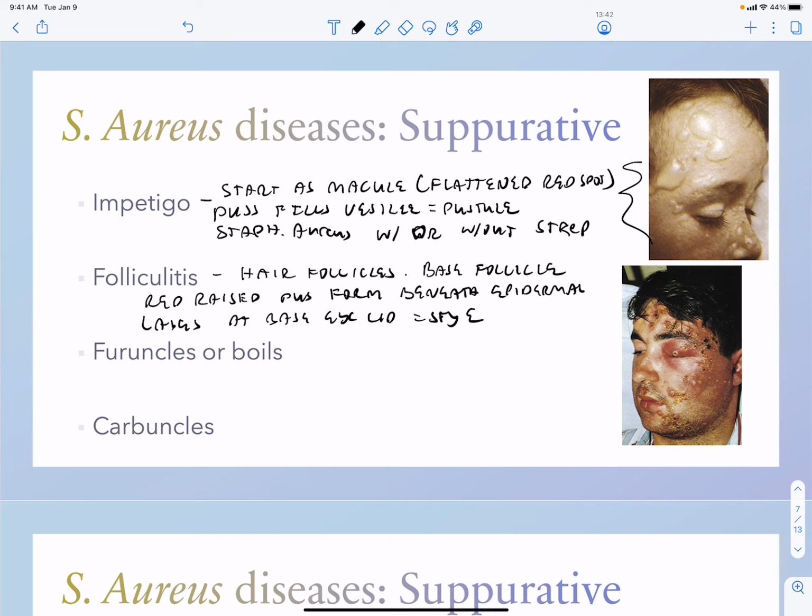Now, a furuncle or a boil is an extension of folliculitis, and this extension gets into large, painful nodules. So it's like the next stage. And furuncles are a fancy term for boils. And this also is going to contain dead cells and necrotic tissue.